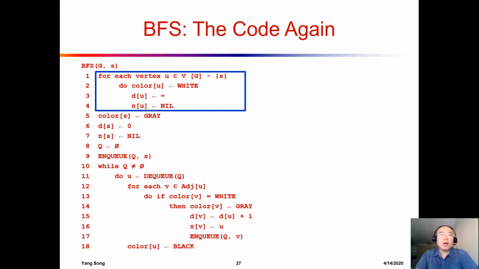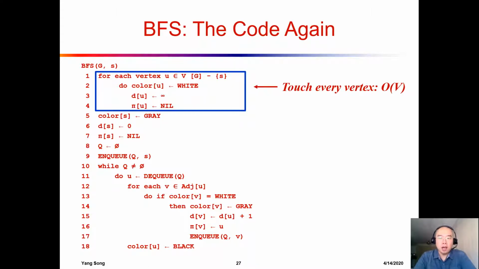Okay, so now we want to do more algorithm analysis of this BFS algorithm. The first part of the code in the box, we just initialize all the nodes to be white and then set d[u] to be infinity and set π[u] to be nil. For this part, it's very clear that it is O(V). Why? Because we are touching all the nodes, right?